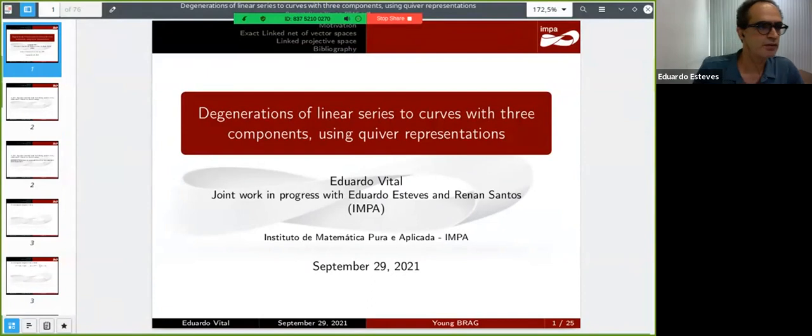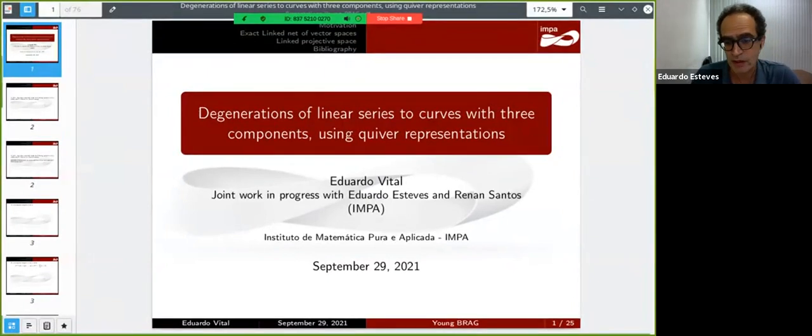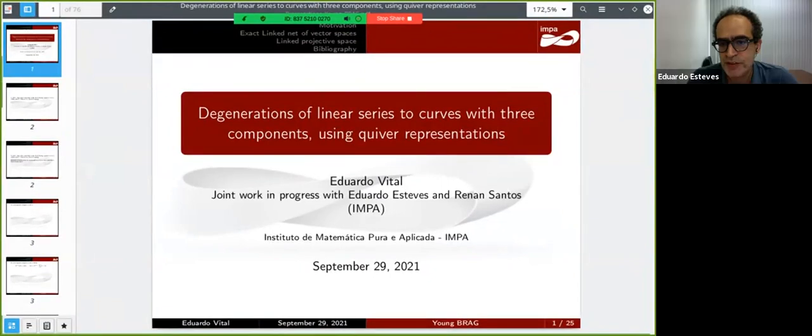All right. So let me present the second speaker of today. That will be Eduardo Vidal from IMPA. And he's going to talk on degenerations of linear series to curves with three components using quiver representations.